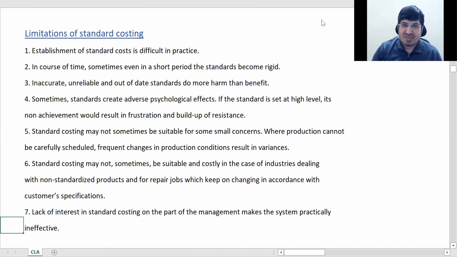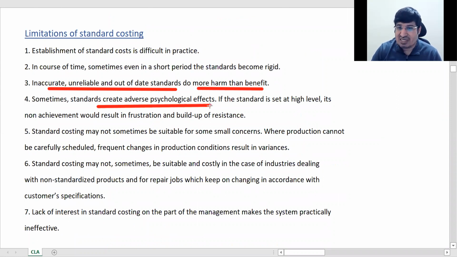The next point is inaccurate, unreliable, out of date standards. They do more harm than benefit, as I told you. They create adverse psychological effects. If it is set at a high level, even what he would normally have achieved, on seeing that, he'll think, this I'm never going to achieve, and he'll become even slower. That is possible, correct? And it does happen in our daily life.